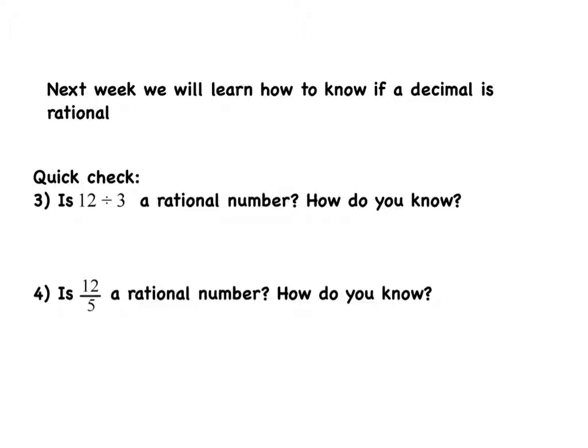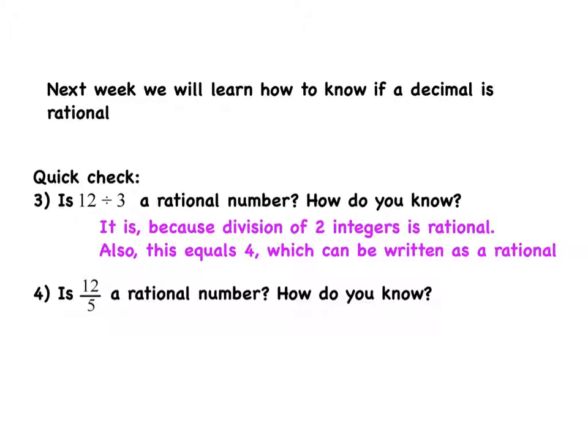All right, let's see if you got it right. For number 3, 12 divided by 3 is a rational number because division of any two integers is rational. We could rewrite that as 12 over 3. It's in fraction form, so we know that it's a rational number. Also, 12 divided by 3 is 4, and we can write any whole number as a fraction by writing it over 1. So in both cases, we know that 12 divided by 3 is a rational number.